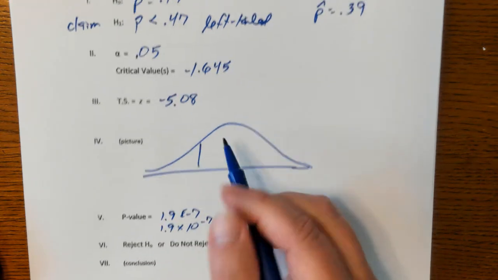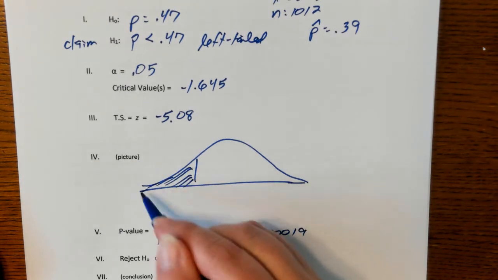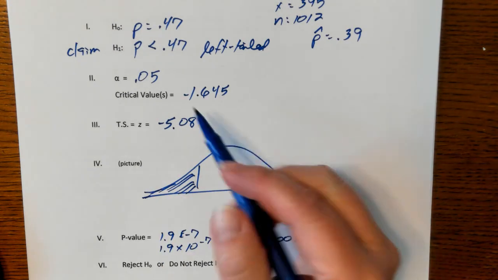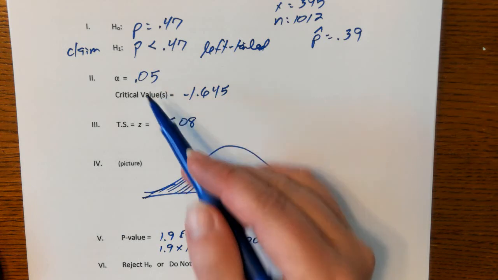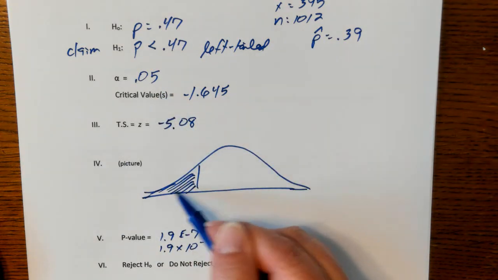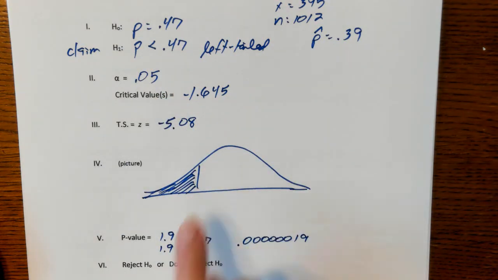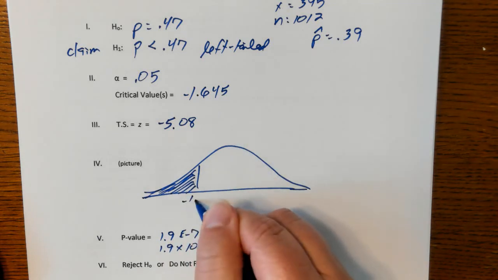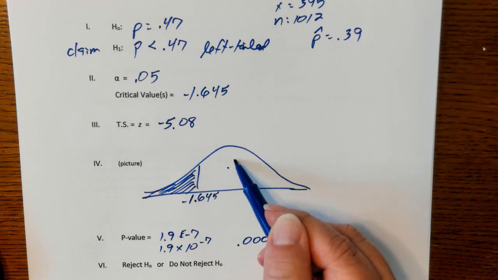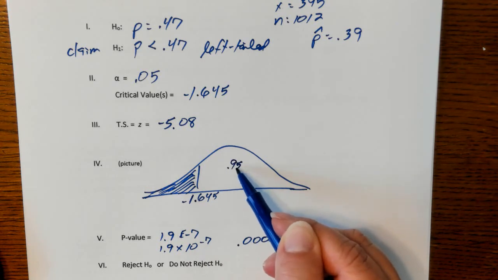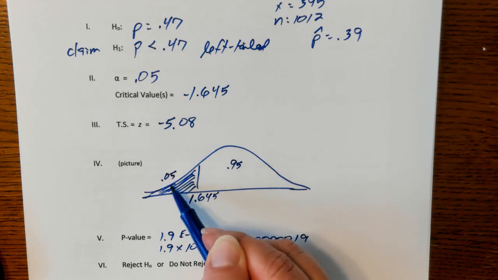Left tail test means we're going to have an area on the left. Okay. Significance is 0.05. Alpha is 0.05. That means we want to know what test statistic or critical value, so the negative 1.645. That's the critical value that separates the 95% from the 5% in the tail.